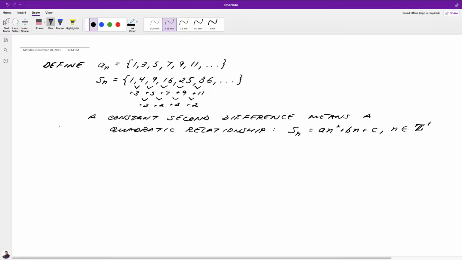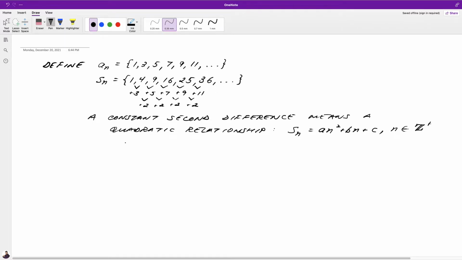So if I plug in 1, I should get out 1. If I plug in 2, I should get out 4, since 4 is the second partial sum. If I plug in 3, I should get 9, since 9 is the third partial sum. If I plug in 4, 16, 5, 25, 6, 36, etc. So we can all see what's happening here, but we're going to use this as a stepping stone to understanding how to construct these statements based on these constant differences. In this case, we have a constant second difference. We don't have a constant first difference.